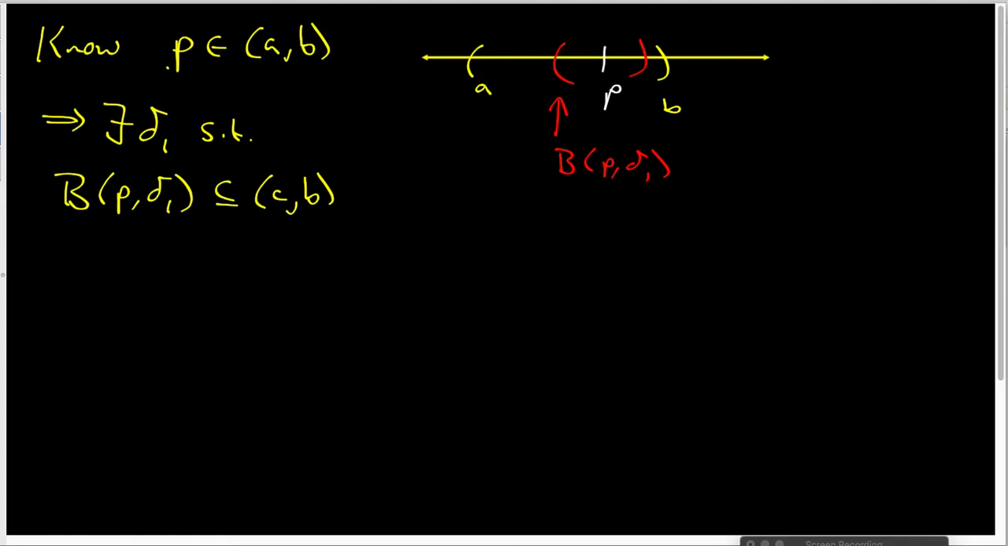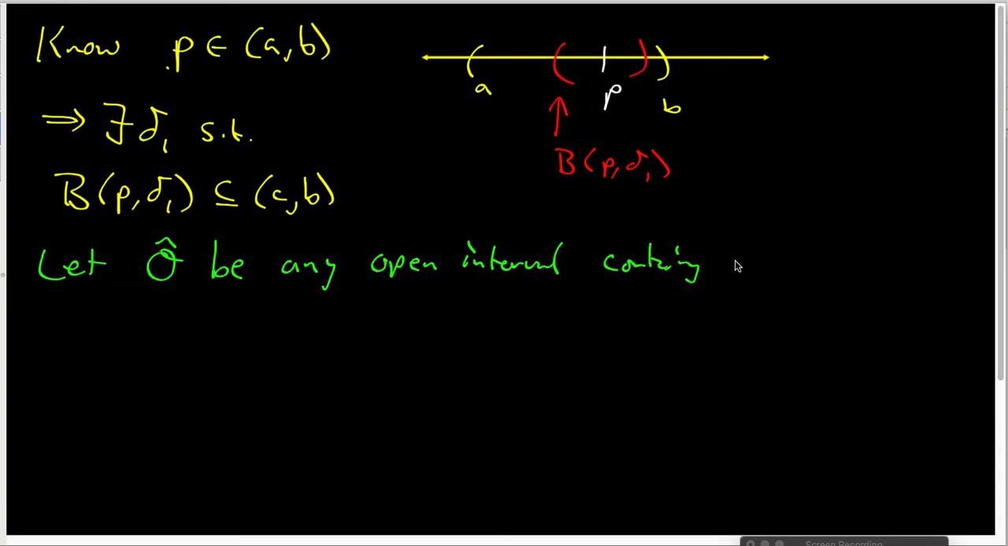Now what I'm going to do is think about what else I want. I'm going to let O hat be any open interval containing P. So I'm going to draw another number line. There's my green number line. And O hat looks something like this. I have no idea where P is, but P is somewhere in here. So maybe P is there.